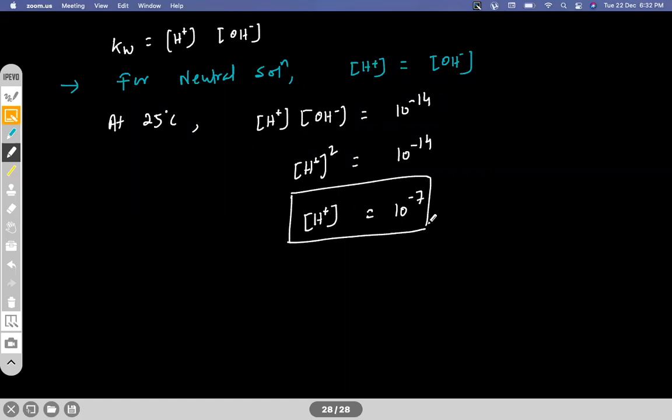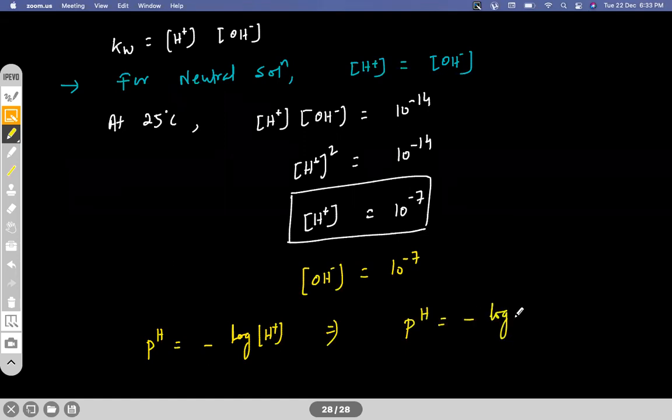Understood this? Any doubt? So H plus concentration is this, and hence OH minus concentration is 10 to the power minus 7 only. So pH equals minus log of H plus concentration. H plus concentration is 10 to the power minus 7, so pH equals minus log of 10 to the power minus 7. And hence pH is 7.